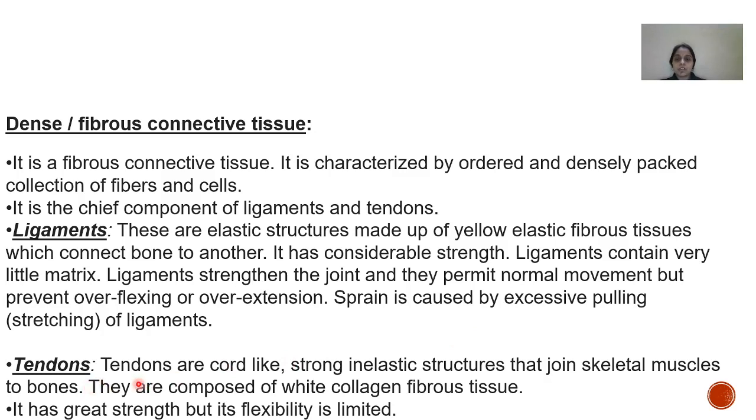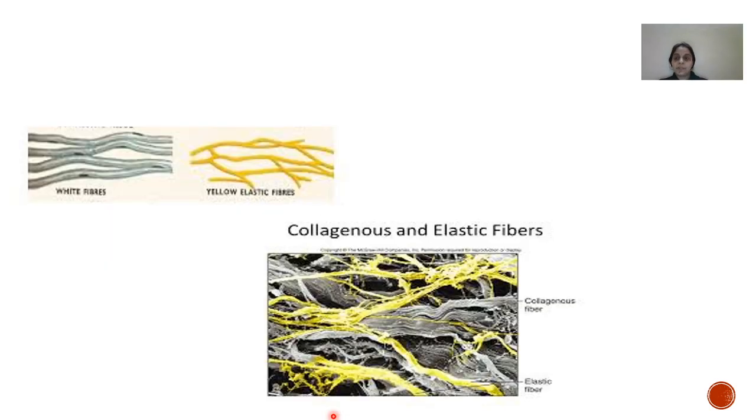Coming to tendons. Tendons are cord-like, strong, inelastic structures that join skeletal muscles to bone. They are composed of white collagenous fibrous tissue. They do have great strength, but their flexibility is limited. So we can see in this picture, these are the white fibers and these are yellow elastic fibers. You can see the collagen fibers and also yellow elastic fibers together.